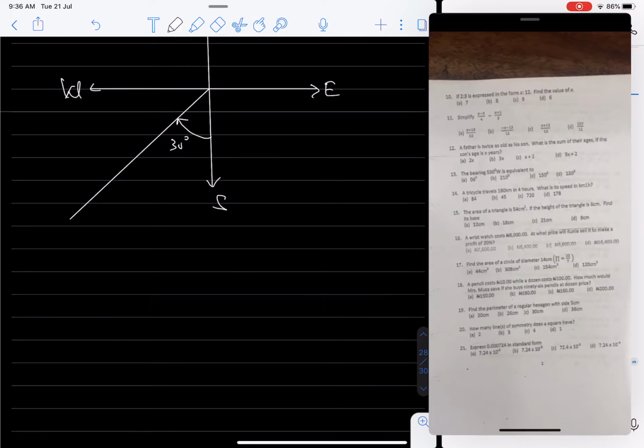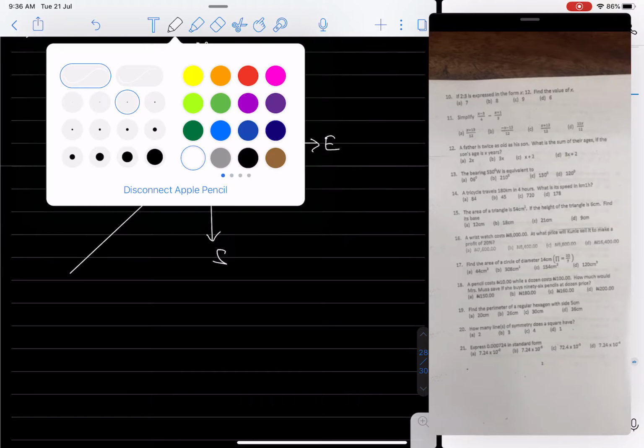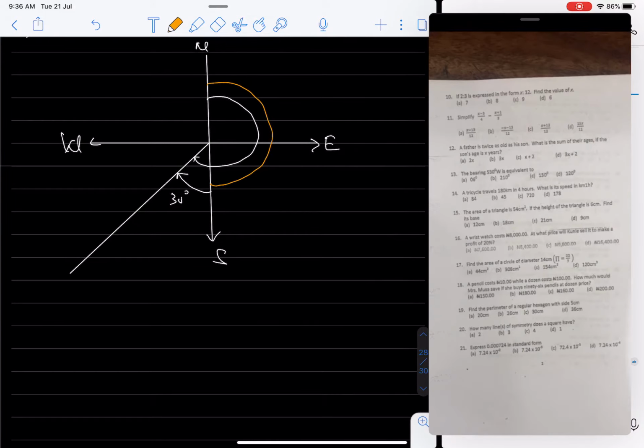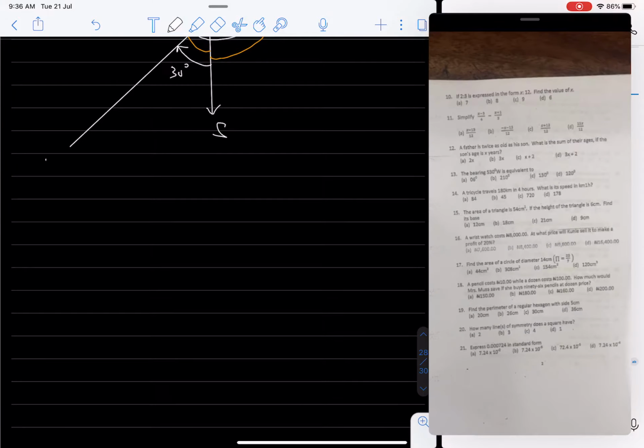Now what they're saying here is that we should write it as a 3-figure bearing, and that's going to mean the whole of this angle. You can see that from this place to this place is 180. If you add 30 to that, you have 210. So the bearing south 30 degrees west is the same as 180 plus 30, which is 210 degrees as a 3-figure bearing. And the correct option is B.